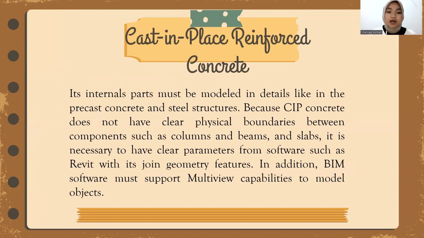Its internal rebar must be modeled in detail like in the precast concrete and steel structures. Because cast in place concrete doesn't have clear physical boundaries between components, such as columns and beams and slabs, it is necessary to have clear parameters from software, such as Revit, with its joint geometric features. In addition, BIM software must support multi-view capabilities to model objects.